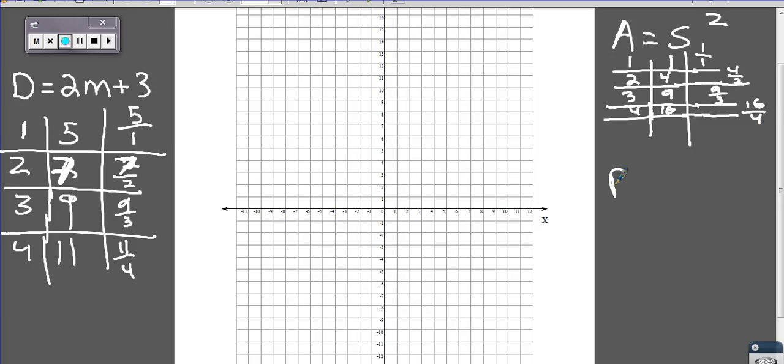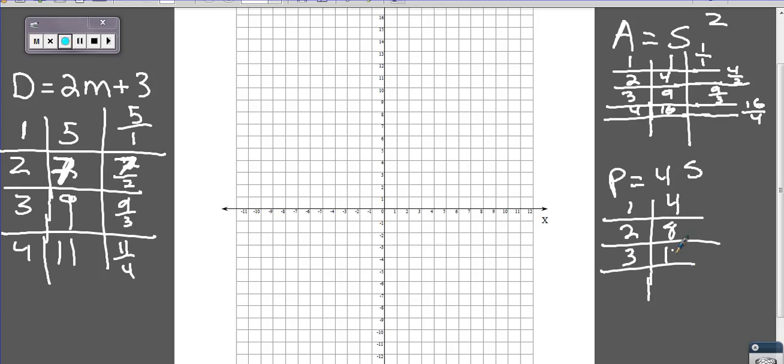Now, what about perimeter of a square? The perimeter of a square is 4 times the length of its side. So that's P equals 4S. New formula. If the side is 1, what is the perimeter of a square? It's going to be 4. If the side is 2, what is the perimeter? 8. If the side is 3? 12. If the side is 4? 16. Okay, now let's see if this one is direct variation.